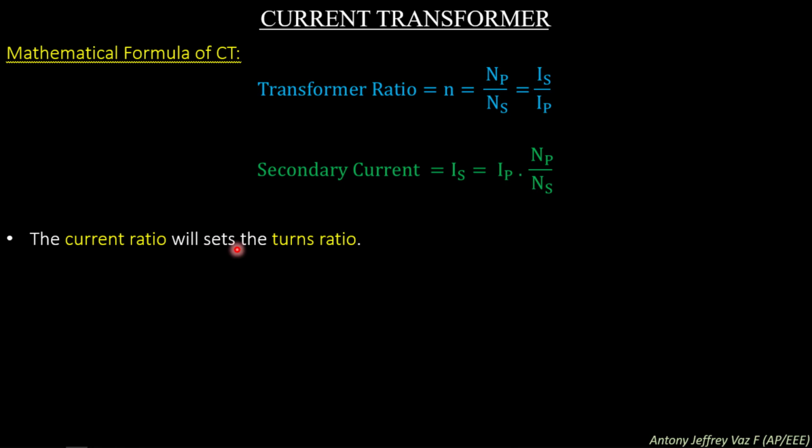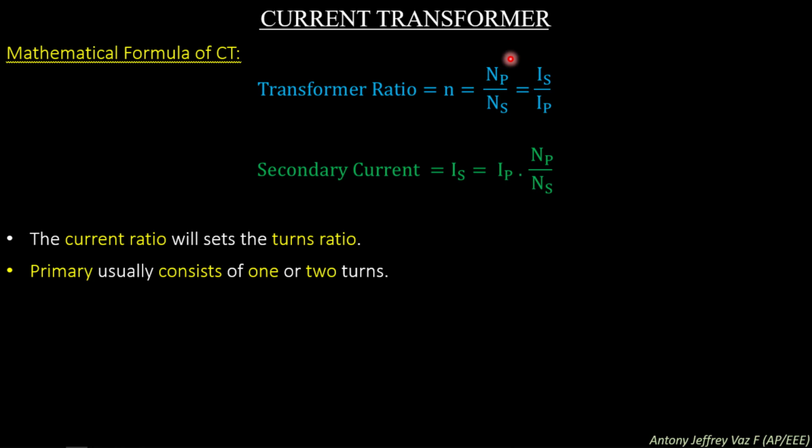The current ratio will set the turns ratio. So if we are deciding the current ratio, for example 100 amps by 5 amps, then this will set the turns ratio instead. Because we can see in this formula, the number of turns in primary divided by secondary is equal to the current flowing in secondary divided by primary. So if we decide on this current ratio, then automatically the turns ratio is set.